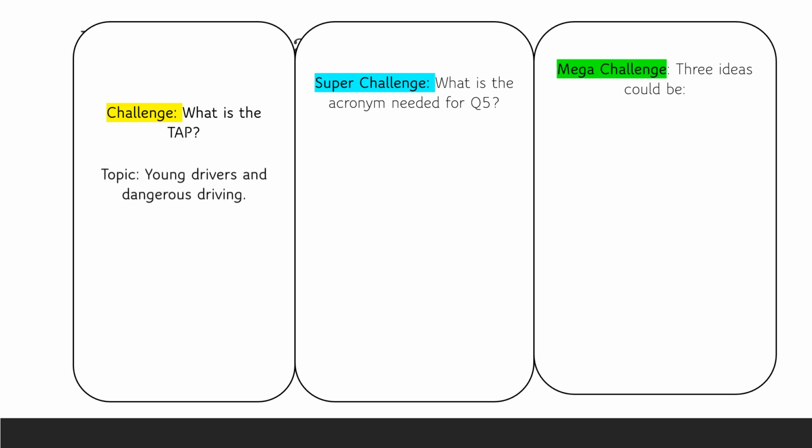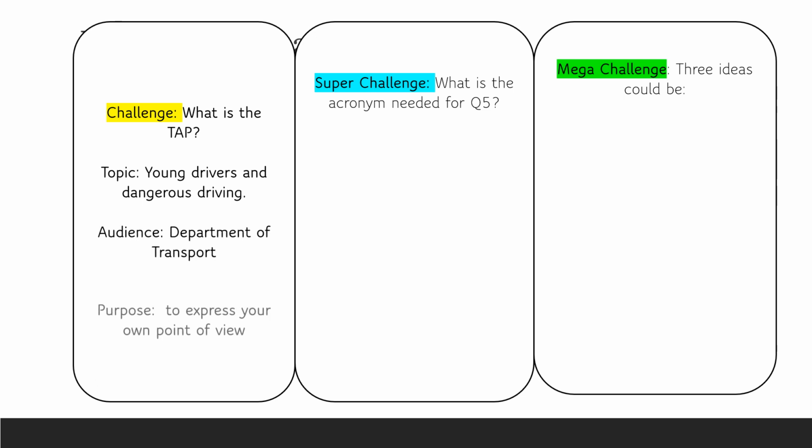Okay, so the first one then, for the TAP, the topic would be young drivers and dangerous driving. The audience would be the Department of Transport, and the purpose to express your own point of view. It's also important to note that the form we've been asked to write in is going to be a letter, so you have to make sure that you're following the convention set out by that.